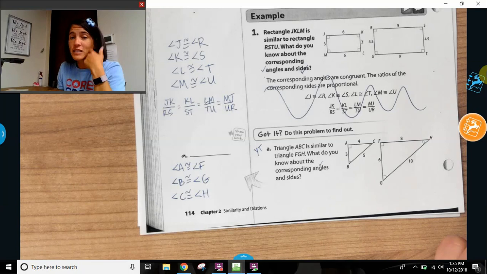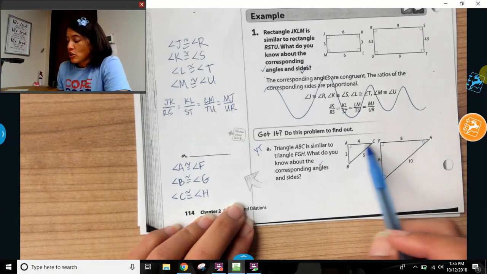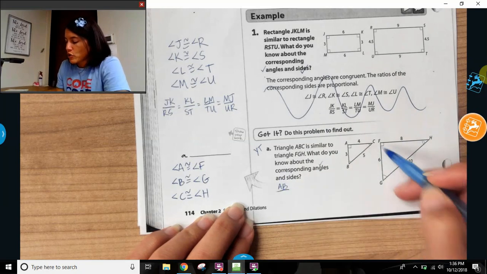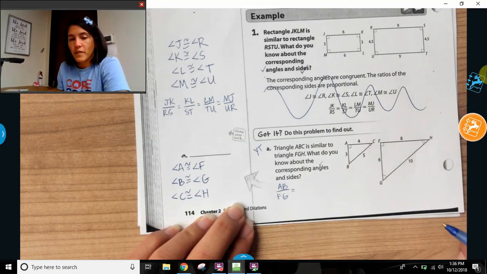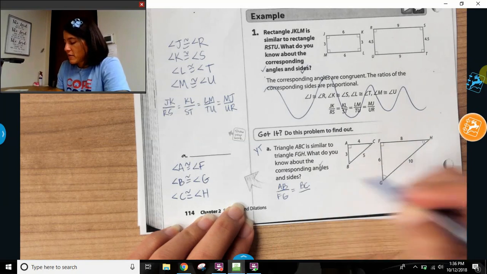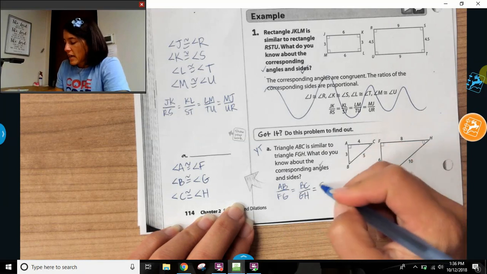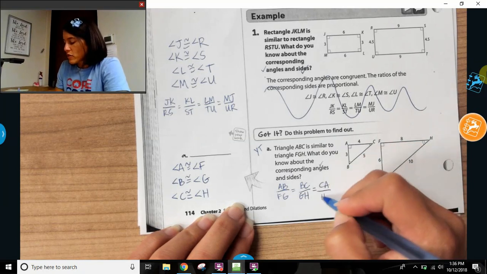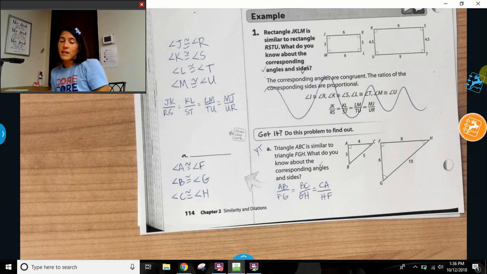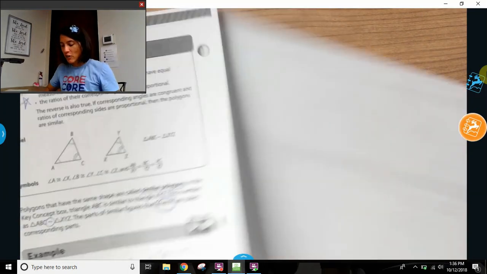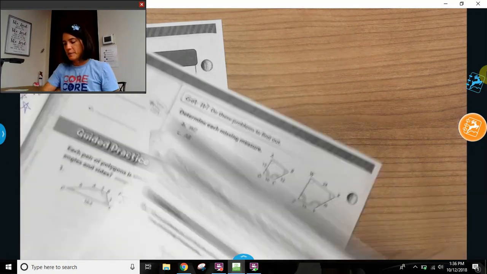Now the sides, remember the sides are proportional. So I'm just going to start with AB. AB is going to be proportional to FG. And BC is going to be proportional to GH. And CA is going to be proportional to HF. All right, and so those together are your two answers. So when you're asked, what do you know about the angles and sides, you know that the angles are congruent and the sides are proportional. All right, so now let's go to page 115.